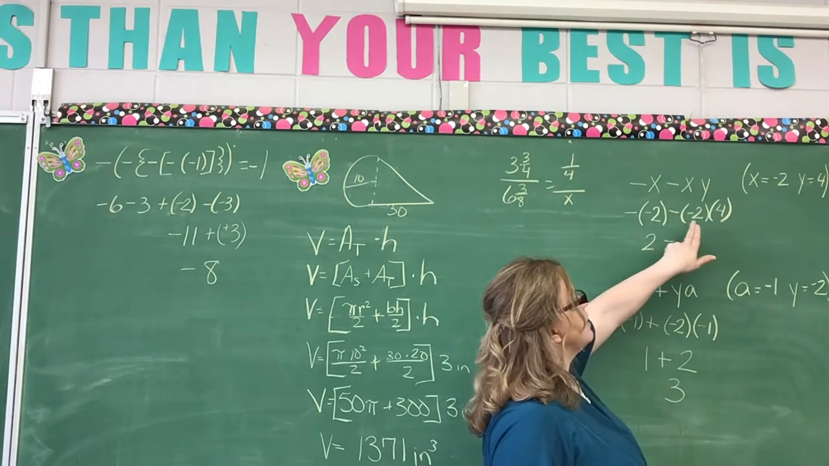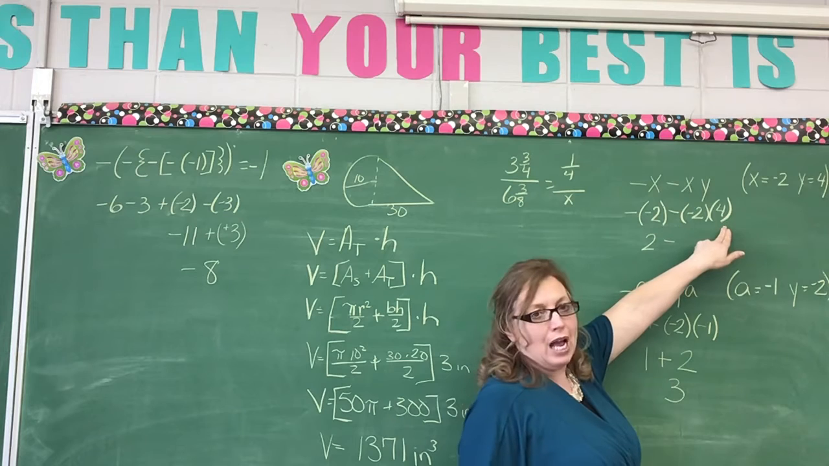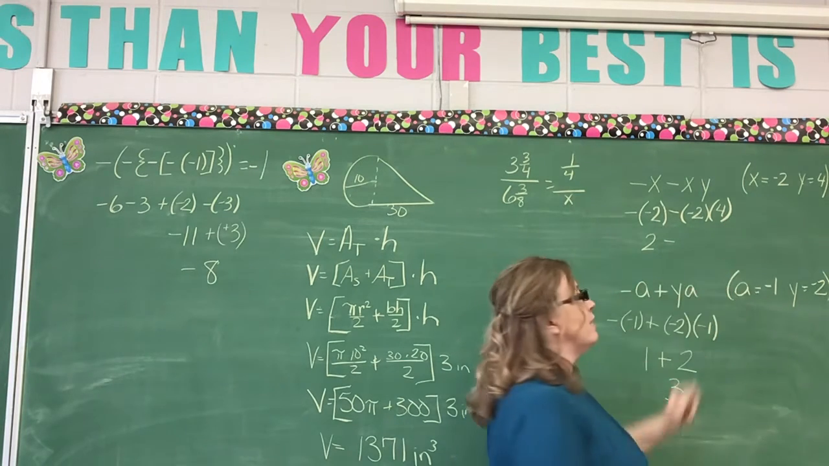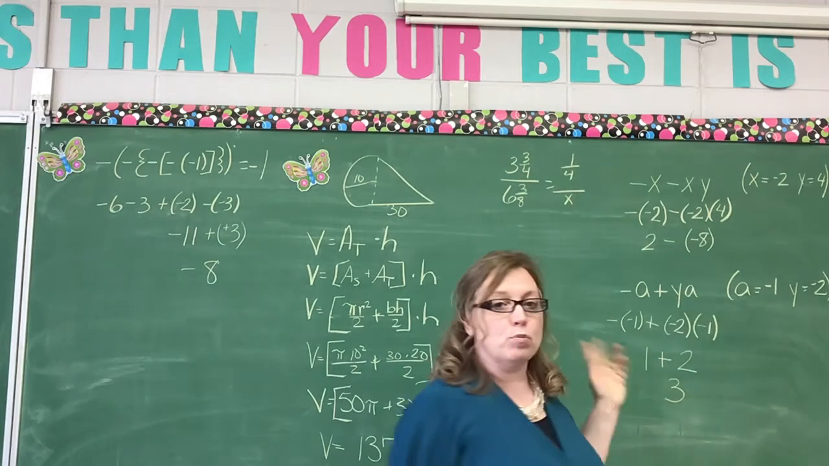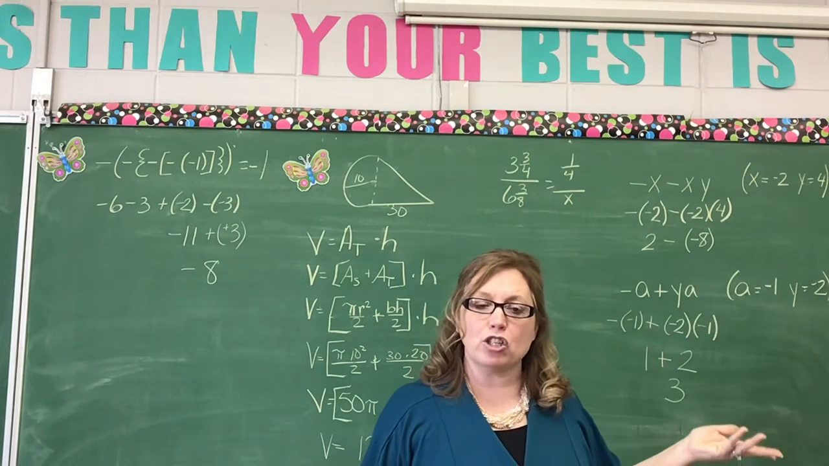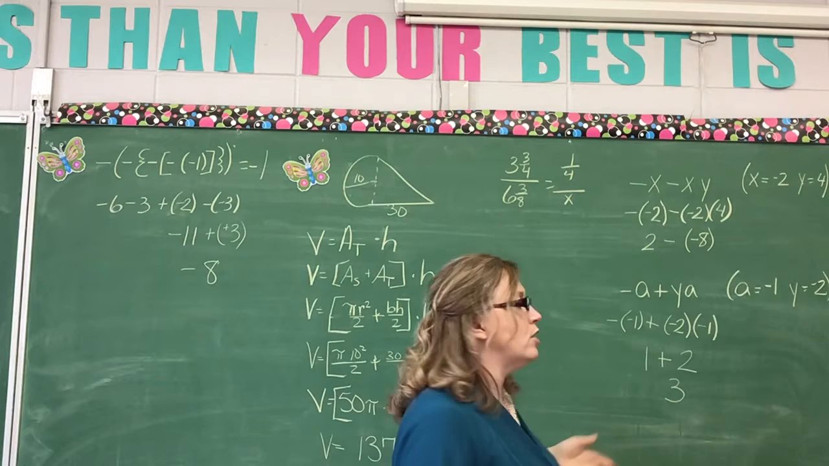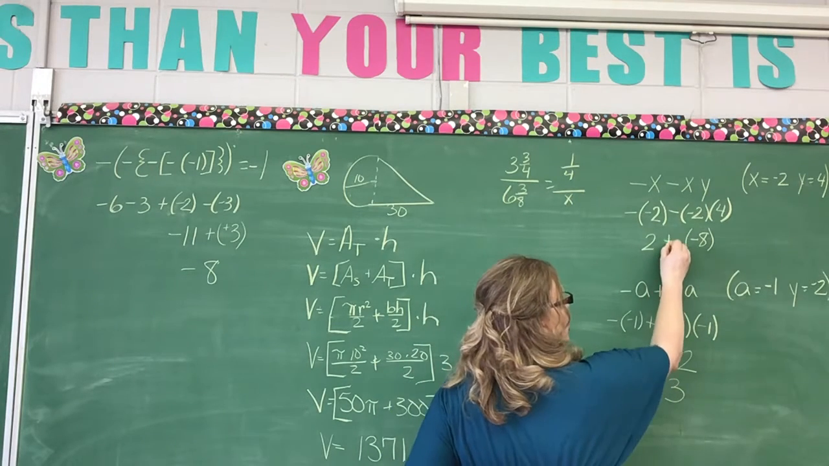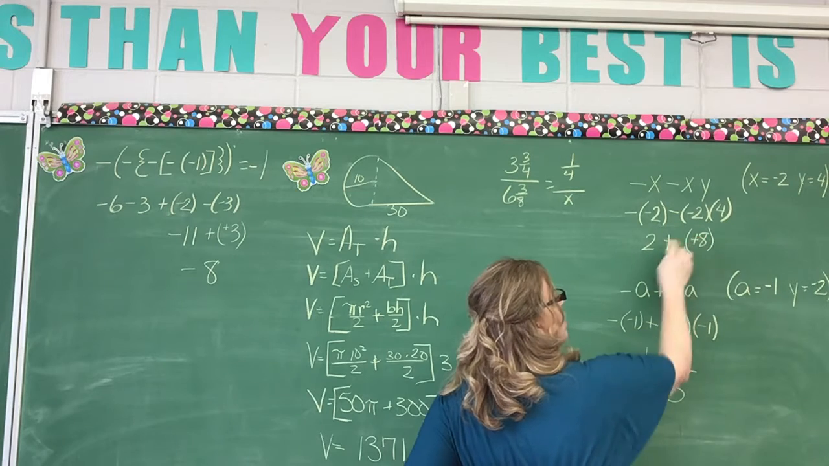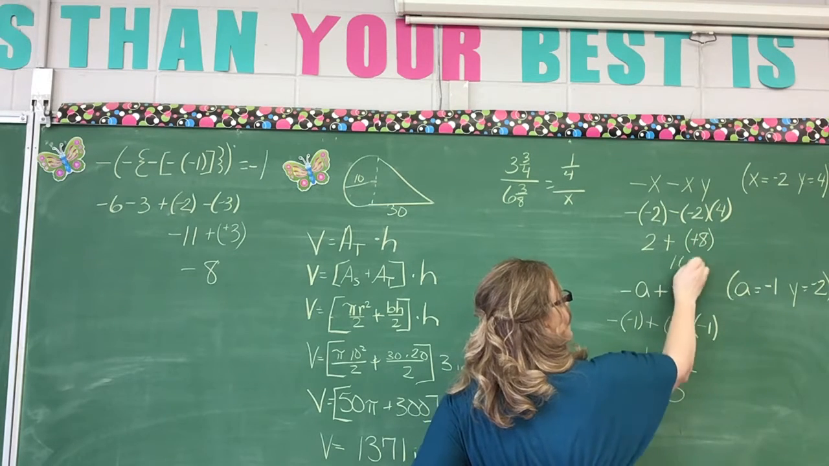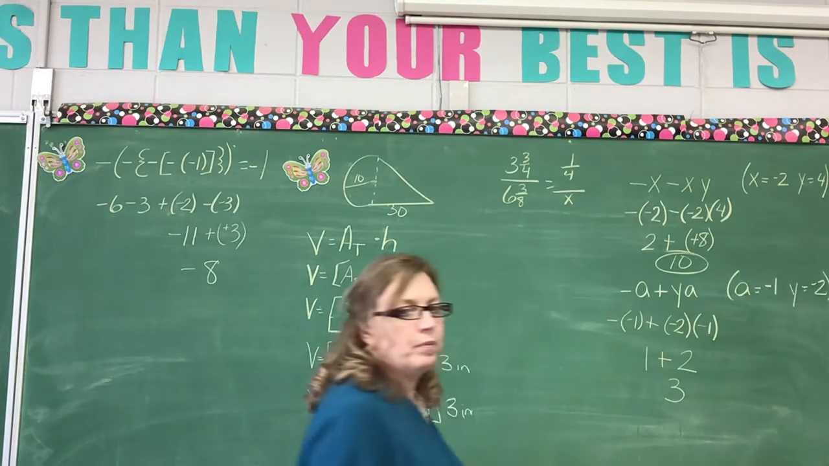Okay, minus, now what is negative 2 times 4? Negative 8. Of course, we can't subtract, so we have to change that to make an algebraic addition. So we're going to change this sign to a plus, which means I have to change this as well. So 2 plus 8 is 10.